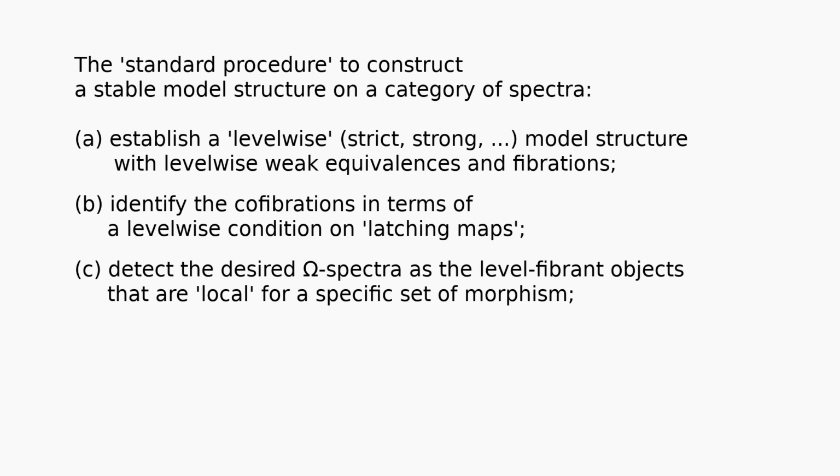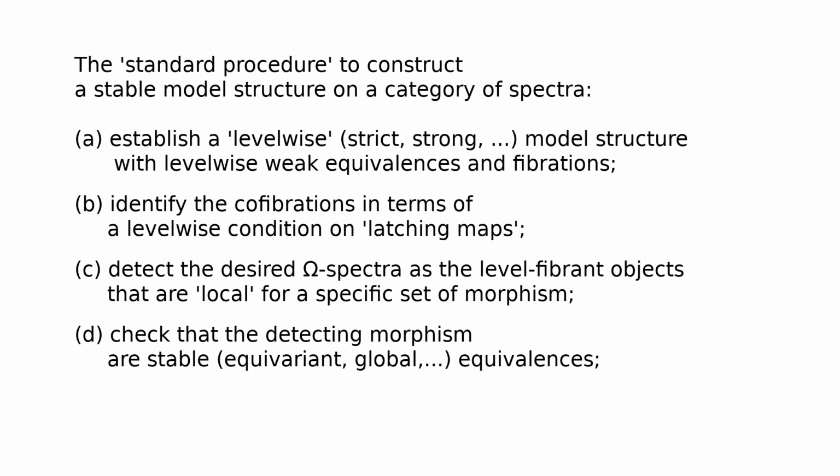The fourth step is usually the one where the mathematical content happens. You have to take the morphisms from the previous step that detect the omega spectrum condition, and you have to show that they belong to the class of equivalences presently under consideration. So for example, pi star isomorphisms or equivariant pi star isomorphisms, or in our situation, global equivalences.